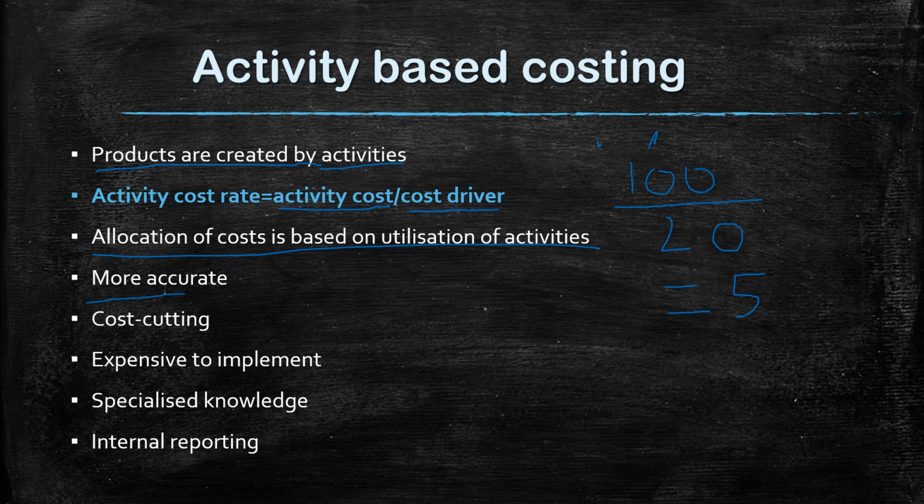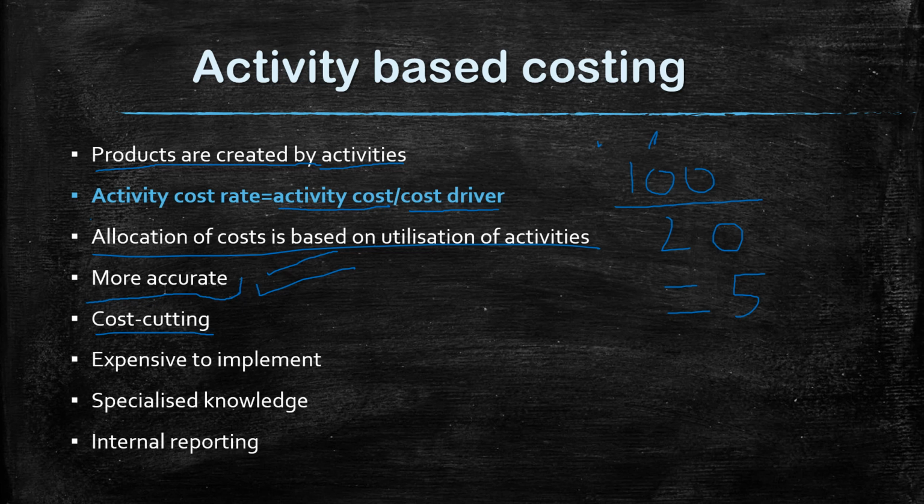Now the reason why we have ABC is because it is a more accurate way of allocating costs, because instead of just using one overhead rate, we actually classify and look at every activity on its own individual merits. And it's also cost cutting. These are some of the advantages. It's cost cutting because we have a better picture of which activities are the major activities. So this is the biggest advantage, which necessitates activity-based costing.